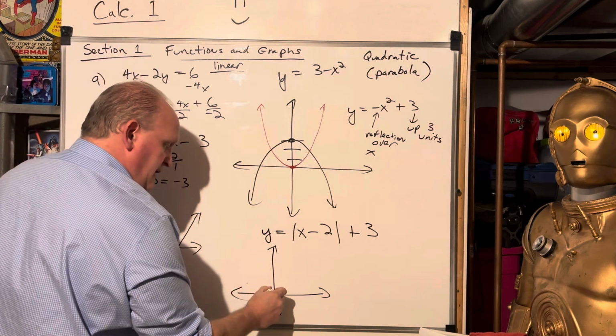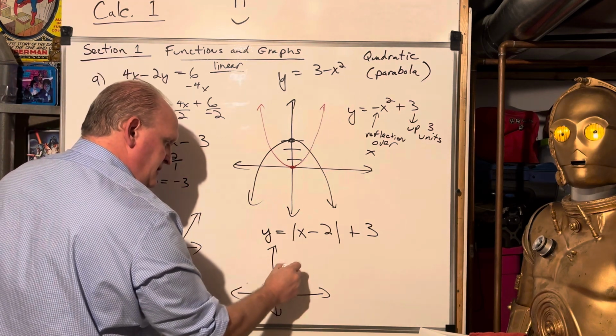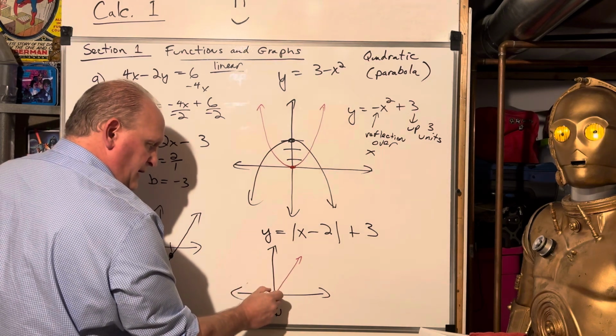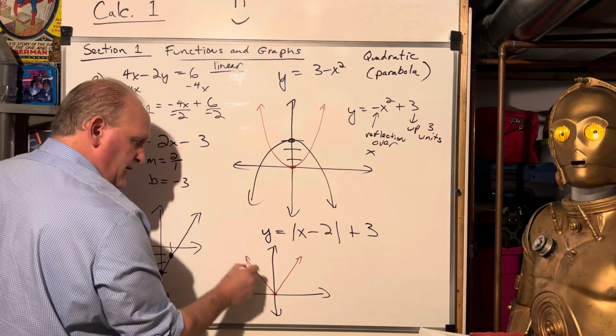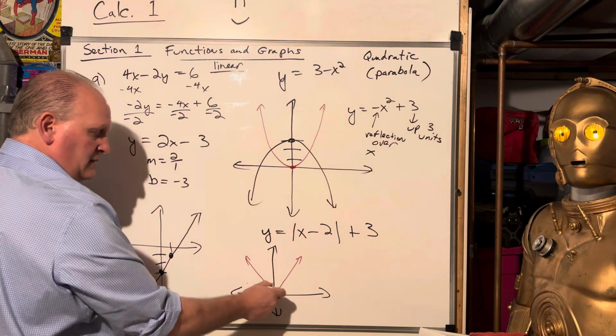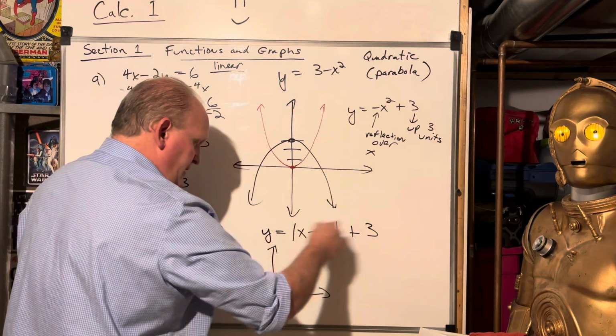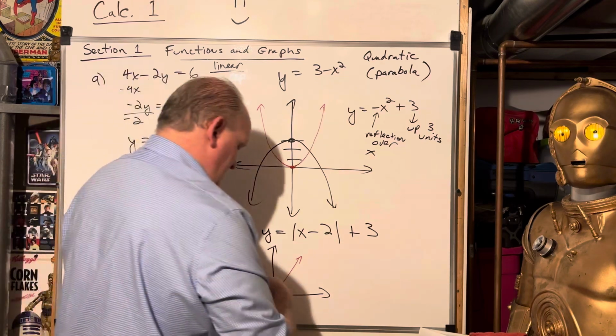So the parent graph of this one just has a slope of 1, up 1 over 1 from 0, 0, and then the reflection over the y-axis is the same thing. The -1, 1, those would be the points. So what we're going to do with this is shift it.